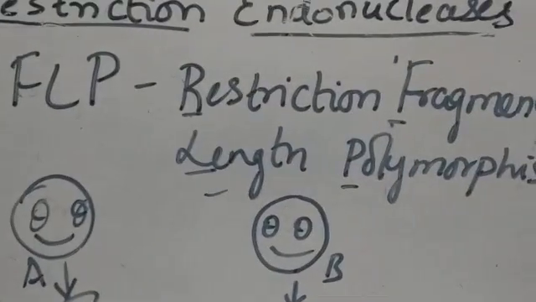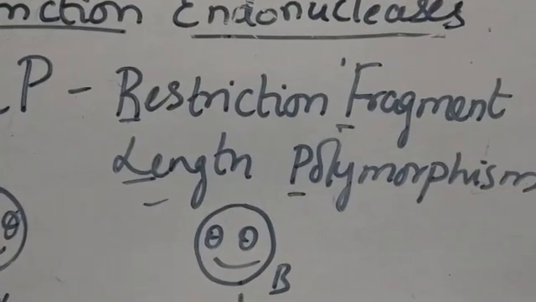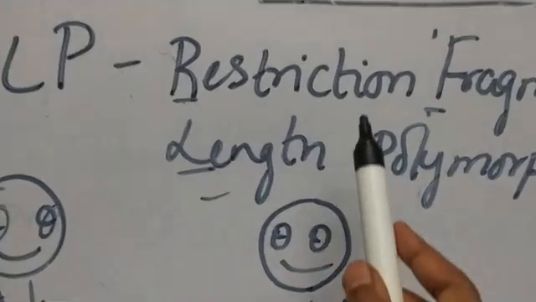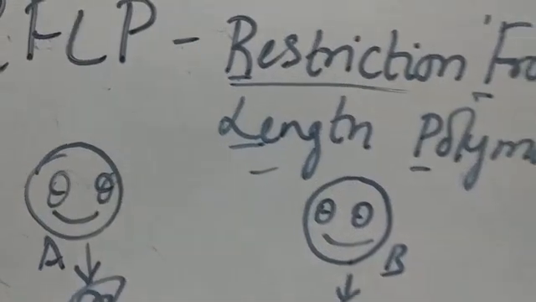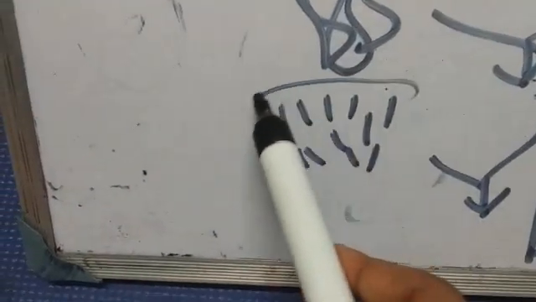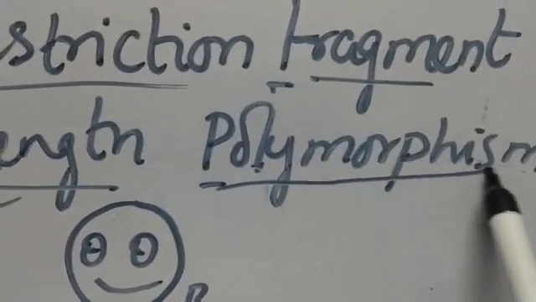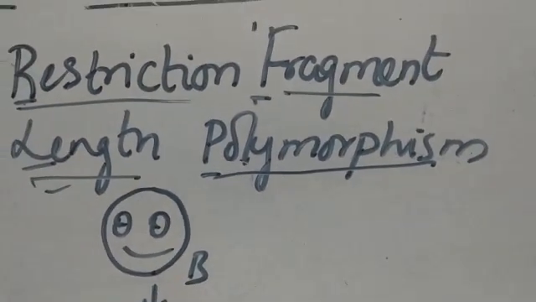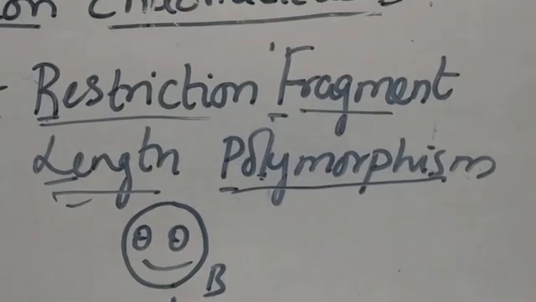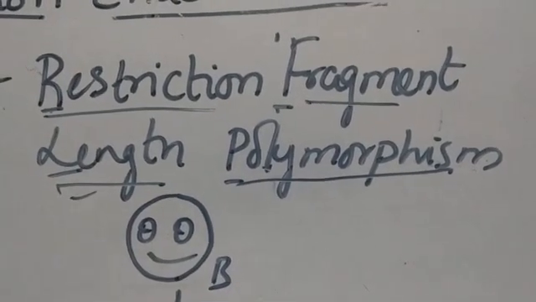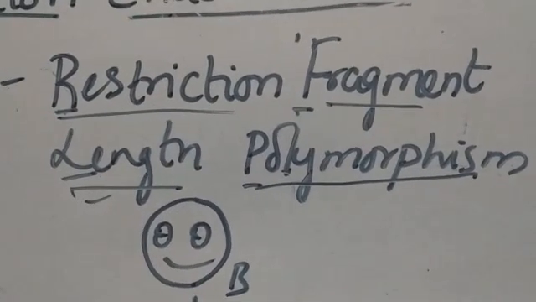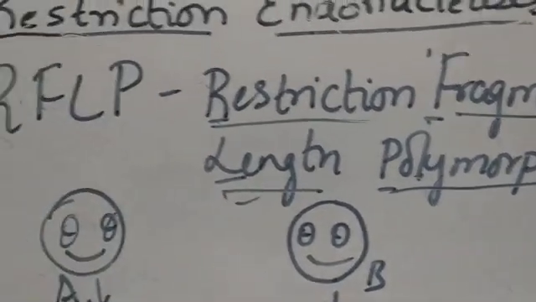Now look at the name of this technique, restriction fragment length polymorphism. You are using restriction enzymes, so therefore the term restriction. You are taking the fragments that are obtained by doing a restriction digestion, so that is why fragment. The length of these fragments is going to be different, that is why the term length. And polymorphism actually means many different kinds of patterns. Okay, that is the meaning of that.